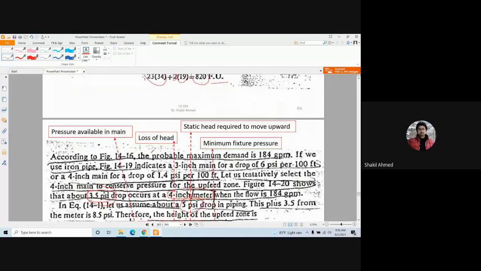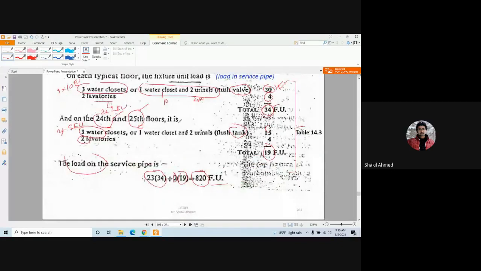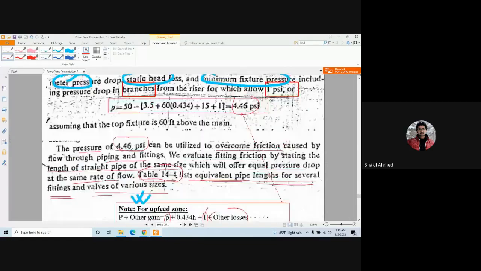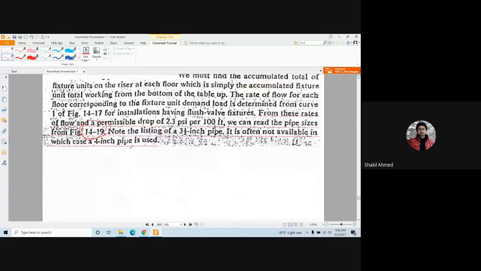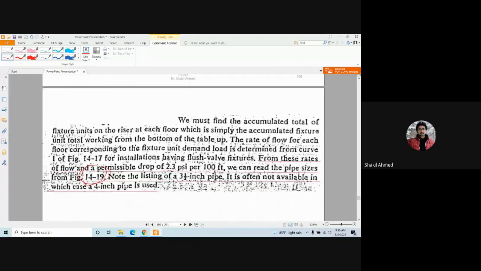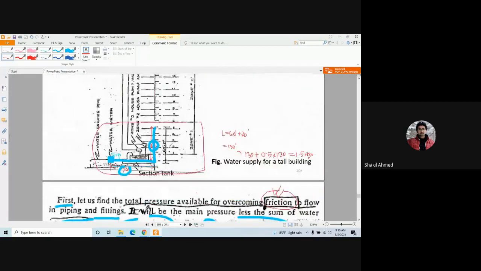Now each floor requirement is 34 fixture units except these two. Let's make this table. So service pipe 1 requirement is 34. Service pipe 1 means what? That means this floor 1. So service pipe 1 needs 34, right?